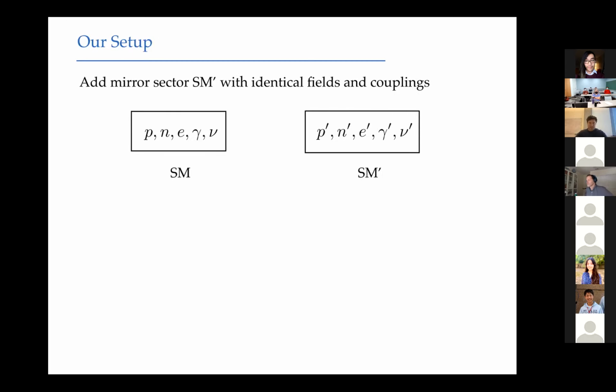And so our setup is going to be at face value the same kind of construction. We're going to have a standard model and a prime standard model. We're primarily going to be concerned with protons, neutrons, electrons, photons, and neutrinos.